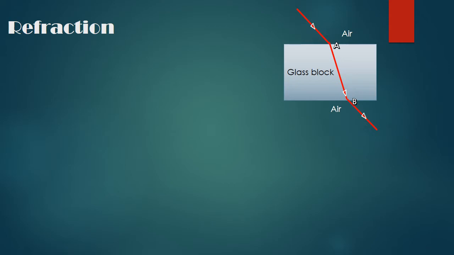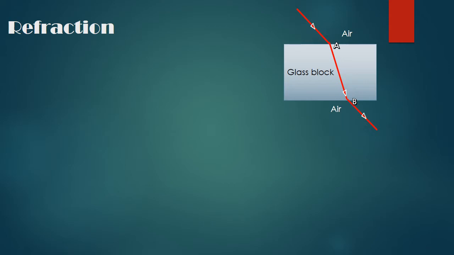Whenever light rays are made to go from one medium to another, the light rays change their direction or they bend at the boundary between the two media. For example, children, you can see here a glass block, and when a ray of light traveling in air goes obliquely into the medium glass, it changes direction or bends on entering the glass block. You can see at point A, the light bends and enters into the glass.